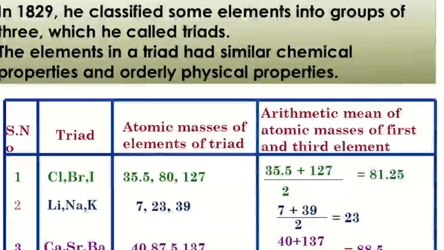Dobereiner in 1829 decided to classify elements into groups of threes. Now, these groups of threes had similar chemical properties. That is, they undergo the same or similar types of chemical reactions. For example, chlorine, bromine, and iodine undergo similar chemical reactions. Lithium, sodium, and potassium also undergo similar chemical reactions. But this grouping system also had a lot of difficulties because it didn't capture the full picture.